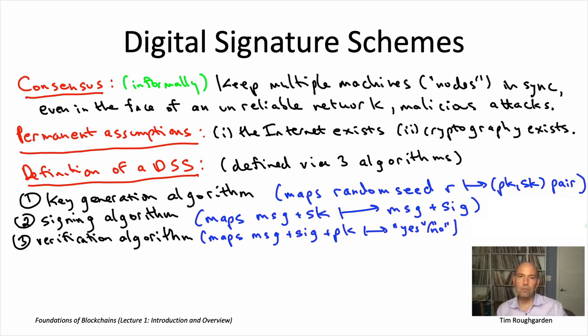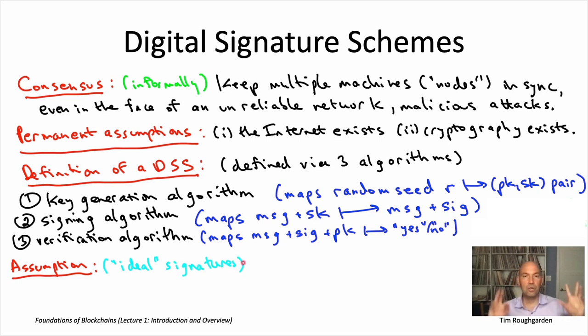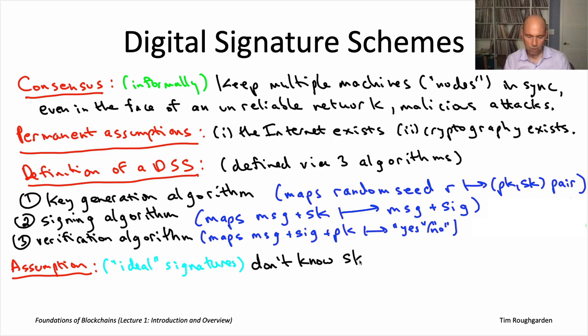It's still a very close approximation to reality, but a sort of extreme assumption that signatures are ideal. So for us, this is basically going to be assuming that forgeries are impossible. So the only way you could ever generate a signature on a message that would be verified by a given public key is if you actually knew the corresponding secret key. You couldn't magically figure out what the signing algorithm would output if you didn't know what the secret key is. So let me just write: don't know secret key implies impossible to generate a valid message plus sig.